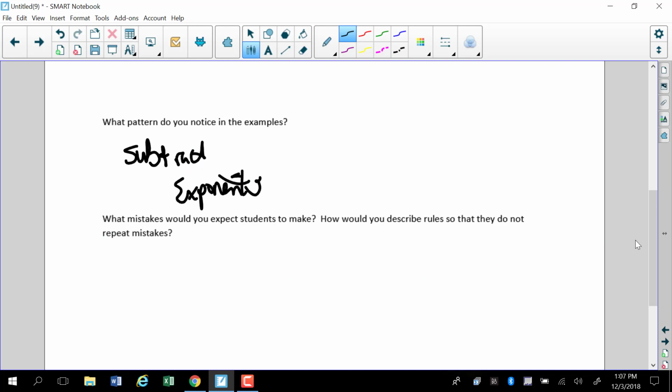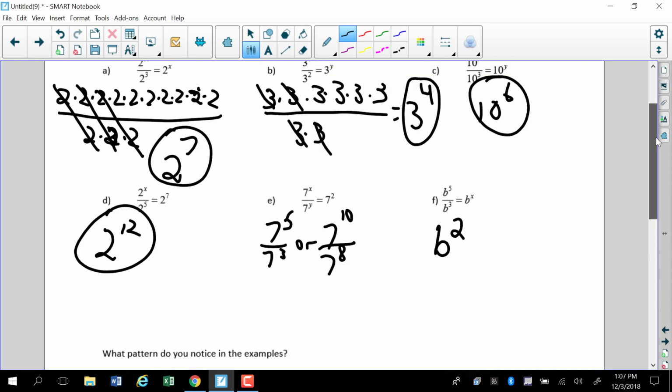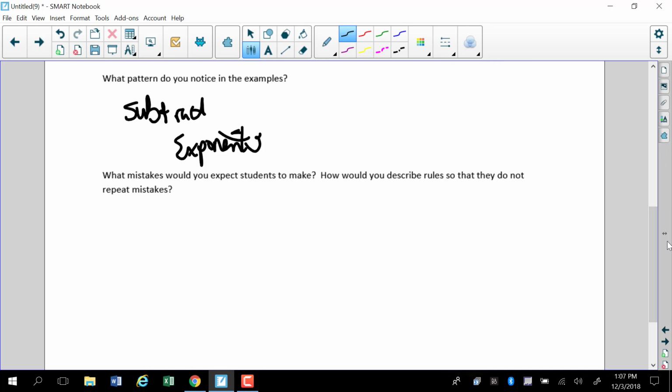And what mistakes do you think people make? One of the biggest mistakes that I see people make constantly is they're trying to cancel too much. Don't get in the habit, if you have something like 2 to the 5th over 2 to the 4th, don't get in the habit of canceling out these. It's just a bad habit to have. You're looking at the powers.